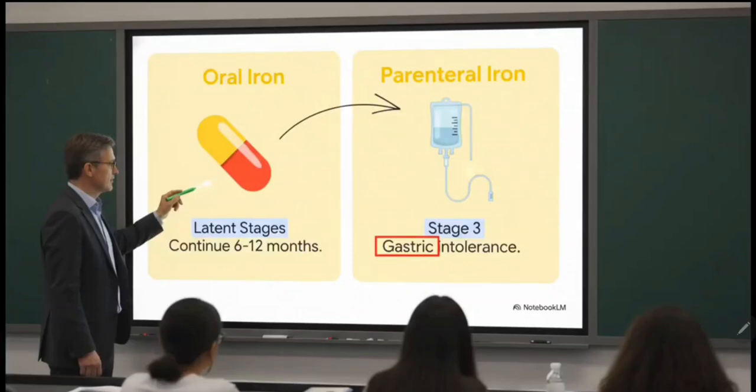You'll prescribe oral iron, like 200 mg ferrous sulfate 3 times a day for those latent stages, and crucially, you must continue it for 6 to 12 months after the hemoglobin corrects. Why? Just to rebuild those depleted storage levels. However, you're going to shift to parenteral IV iron, like iron sucrose or ferric carboxymaltose, for advanced stage 3 deficiency, or honestly, if the patient just can't tolerate the oral iron because of severe gastric side effects.